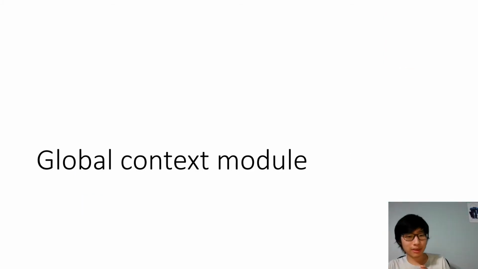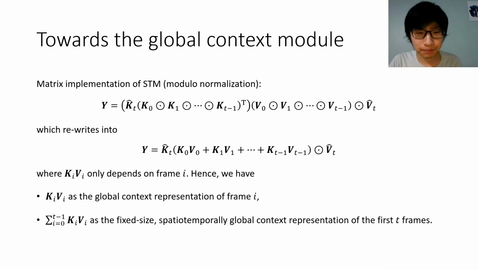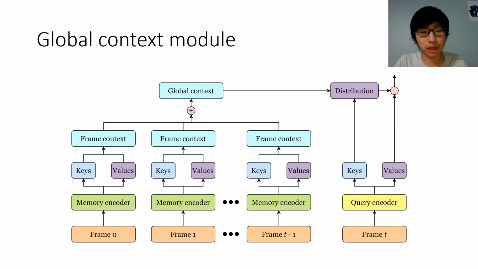Therefore, when we design the global context module, we aim to solve this pain point of the STM module in a fundamental and principled way. Our core observation is that the STM module can be written into this matrix equation, and with some basic linear algebra manipulations, you can rewrite this equation into this form. And this equation actually has some very interesting properties, which I will not dive into in detail due to time limitations. But instead, let's focus more on the visual depiction.